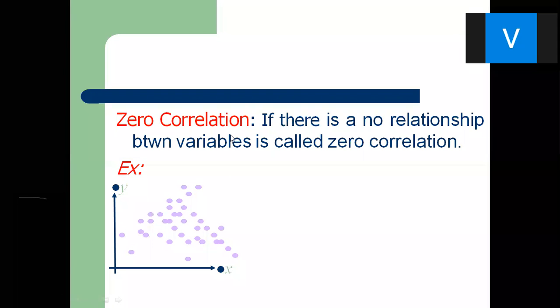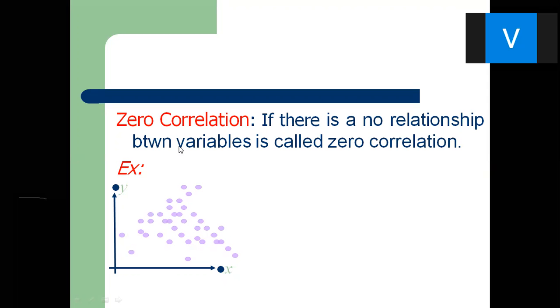For example, when you draw a diagram like this, you may not be able to conclude which direction or which correlation is existing. It is not positive, not negative, not constant, and not linear. By looking at this diagram only, we can come to know that there is no correlation existing between the variables. If you calculate the values, you may get some very weak values. So we conclude that there is a zero correlation between the x and y variables.